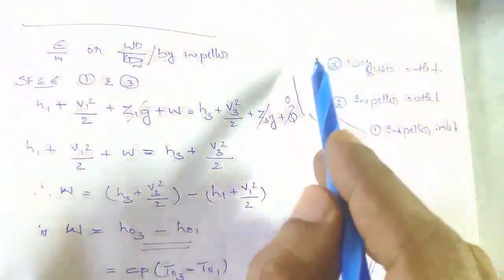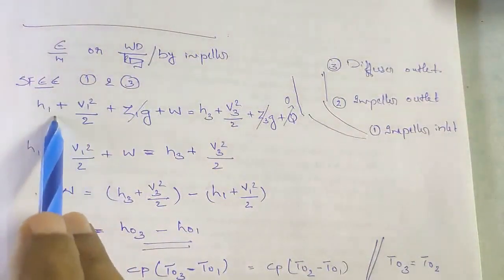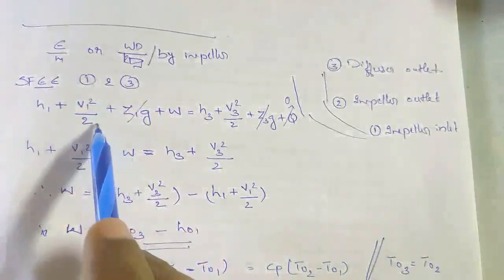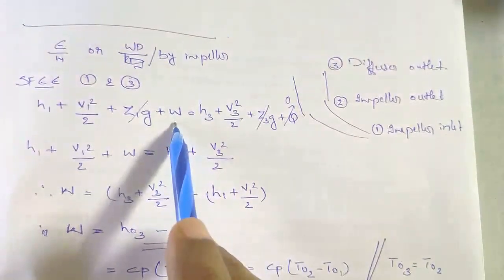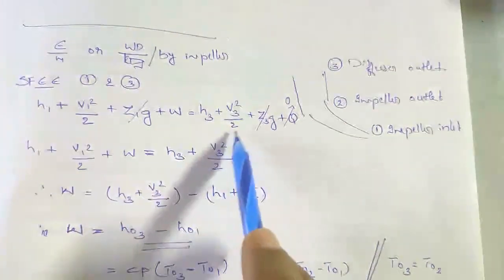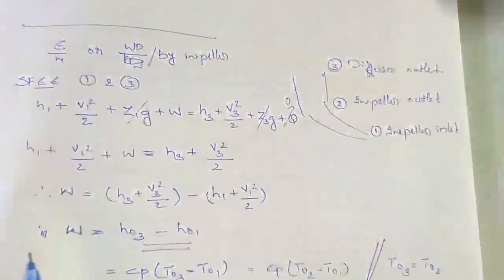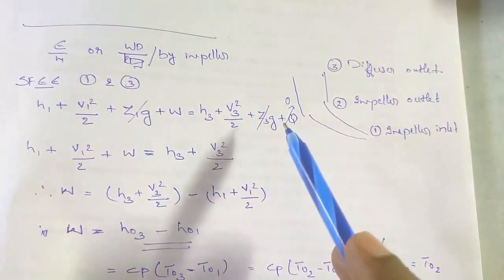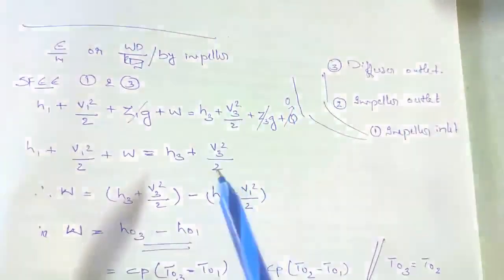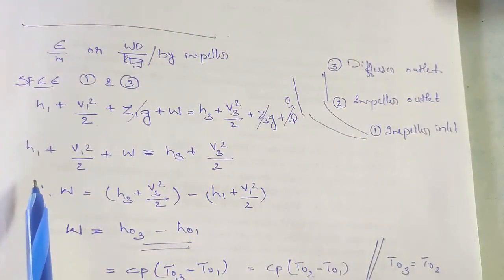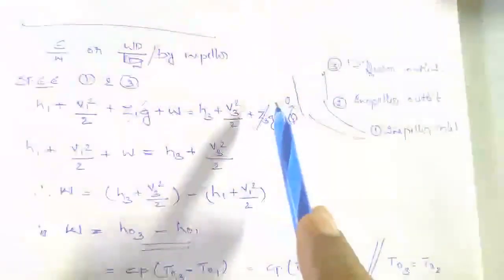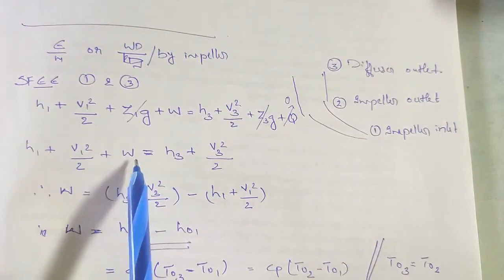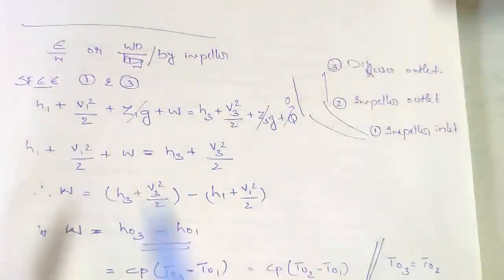If you apply this steady flow energy equation between 1 and 3, that means at the inlet of the compressor and the outlet of the compressor, it will be H1 plus V1 square by 2 plus Z1g plus W is equal to H3 plus V3 square by 2 plus Z3g plus Q. We are considering that the process inside the compressor is isentropic, so Q will be 0, no heat transfer. Then the potential difference can be neglected.